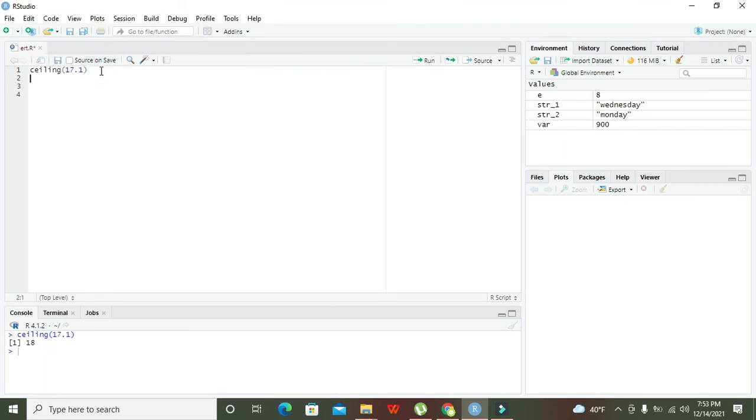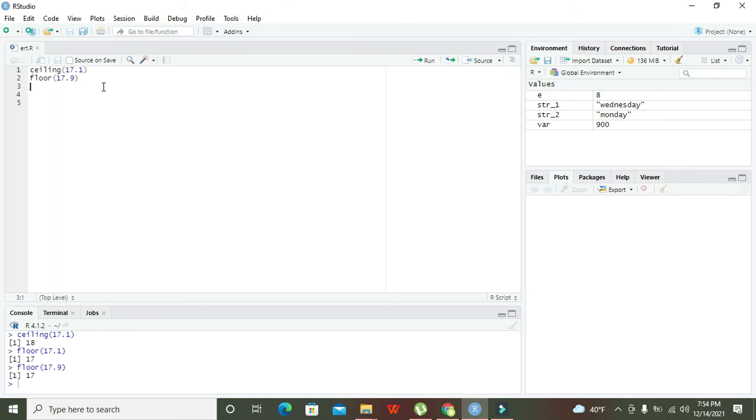And what about the floor function? We will write the same thing, 17.1, and you will see it will give us 17. Even if the number is 17.9, it will still give us 17 because it is associated with downward rounding off. So in this way you can round off numbers within the R Studio programming language.